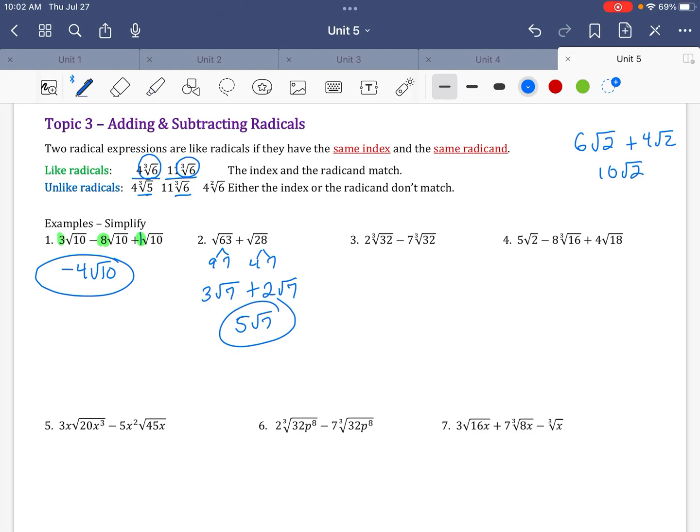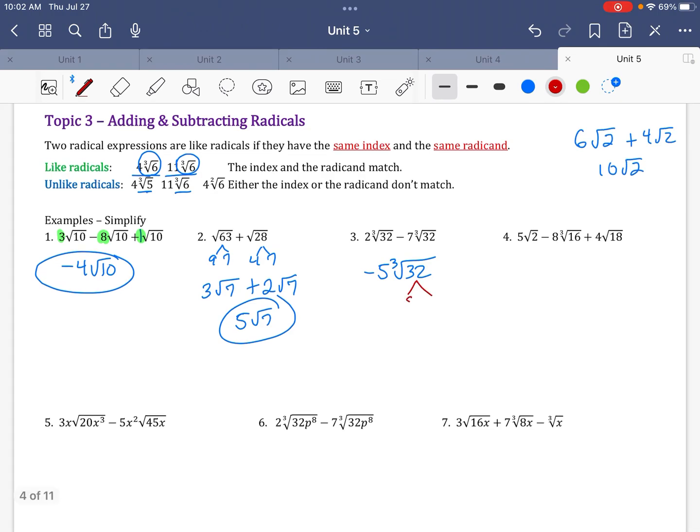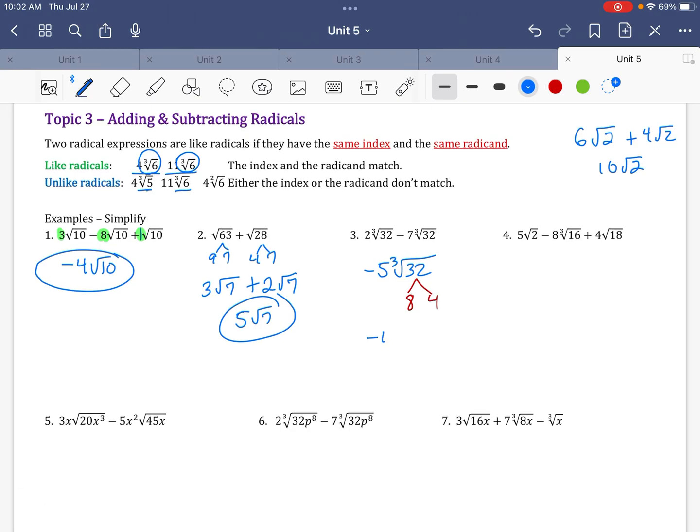Over here, number 3. Right now, the cube root of 32 matches for both, so I cannot reduce this yet. They're already like radicals. So 2 minus 7 is negative 5, and I got a cube root of 32. And now that I've done that, I can go ahead and reduce the cube root of 32. The cube root of 8 is a good one to use. 8 times 4. The cube root of 8 is 2. So I'm going to bring out a 2 and put my cube root of 4 back.